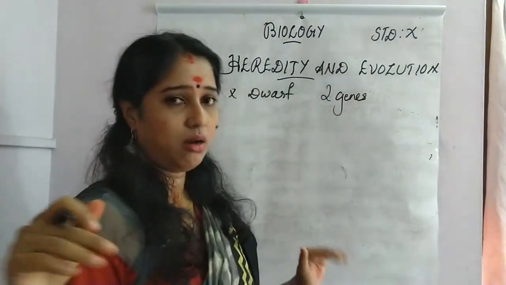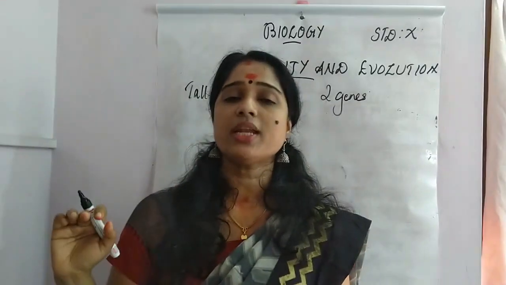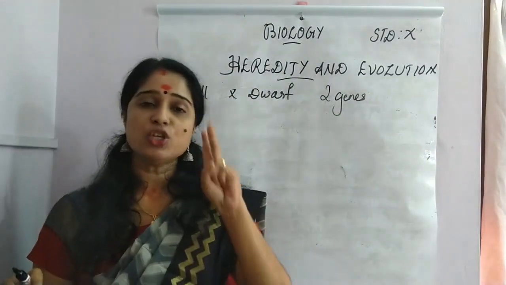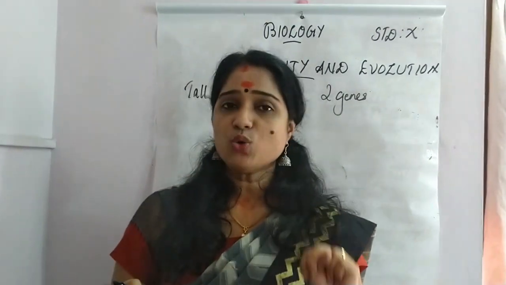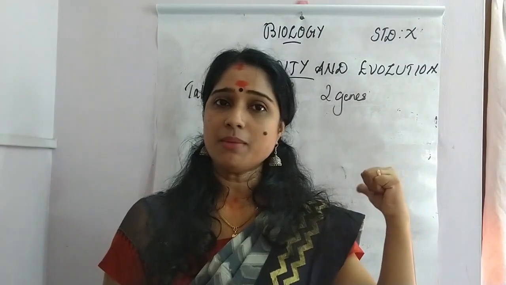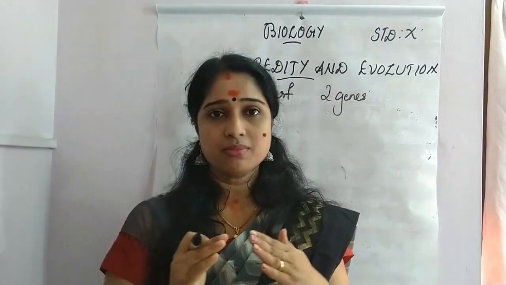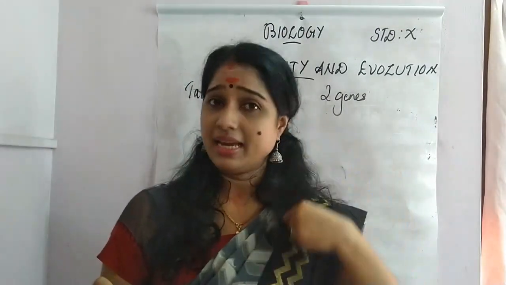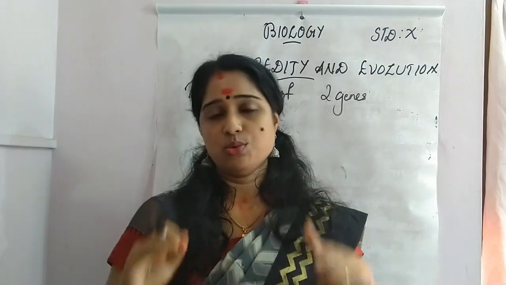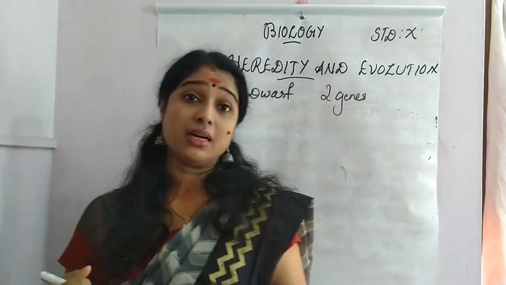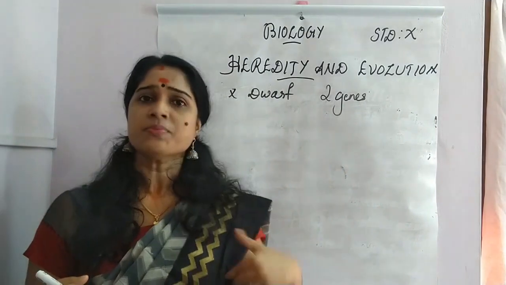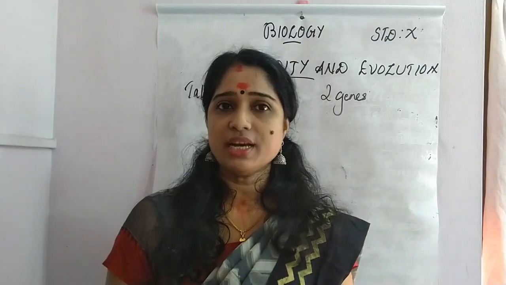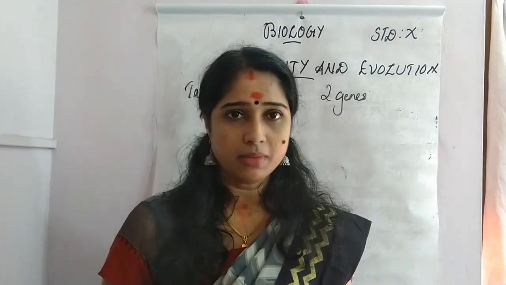Every character of us, or not only human beings, all the sexually reproducing organisms, every character is controlled by 2 genes. Why 2 genes? One gene coming from father, one gene coming from mother. It is because of that. Every character, that means our hair color, as I'm talking about human beings, our eye, our hair color, our body color, our shape, our size, all are influenced by both the parents. So one gene we get from father and one gene we get from mother.